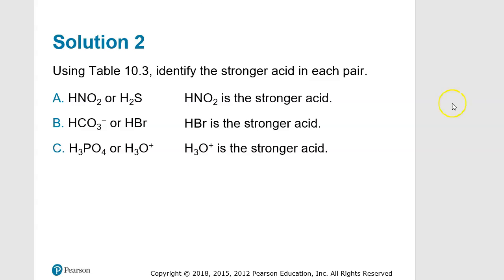Okay, that's it for section 10.3. We're going to get on to section 10.4 and keep going here.